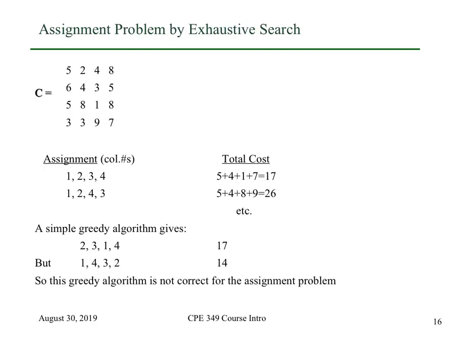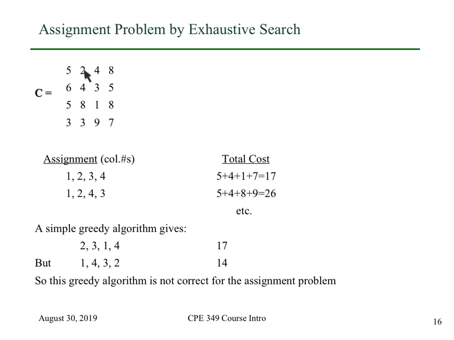So again, given this example, if you just start listing the assignments here, 1, 2, 3, 4 gives you a total cost of 17, and you can check that. That's basically the diagonal here. 1, 2, 4, 3 is going to be 5 plus 9 plus 8 plus 9, so that's going to be 26, etc.